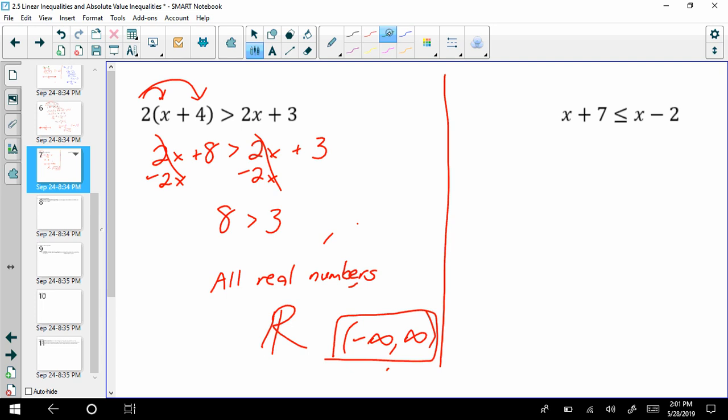Okay, and let's do the last one here. If I get my x's together, so I'll subtract x. And look at this, the variables disappeared again. And if I look at what's left, 7 is less than or equal to negative 2. Well, that doesn't make sense. 7 is not less than or equal to negative 2. Since the variables canceled and what's left doesn't make sense, this is no solution. Or the symbol they might use for no solution is that. You cannot make a graph of something that's no solution. Nothing would be shaded.